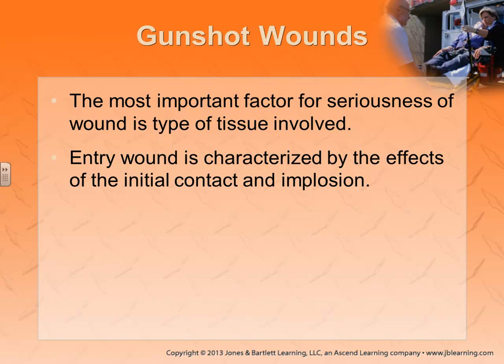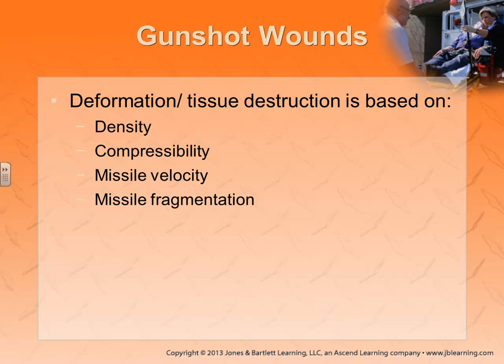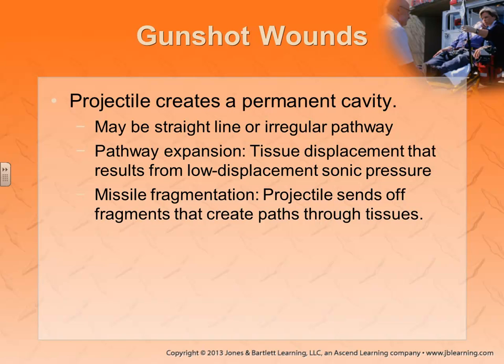And then the entry wound is characterized by the effects of the initial contact and implosion. So depending on the caliber, depending on the type of ammunition that's being used, you may have a different type of entry wound. Okay? Your density, the compressibility, the velocity, and the fragmentation of the missile. Fragmentation, is it designed to kind of break apart? Is it designed to be a full metal jacket? Mushroom out? What is it designed to do?